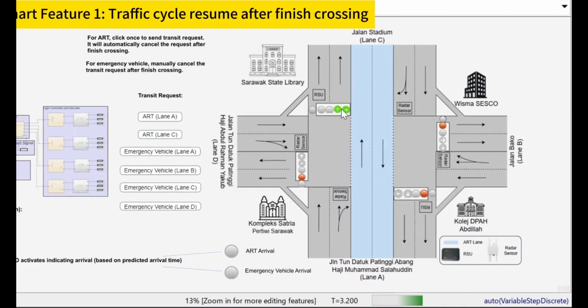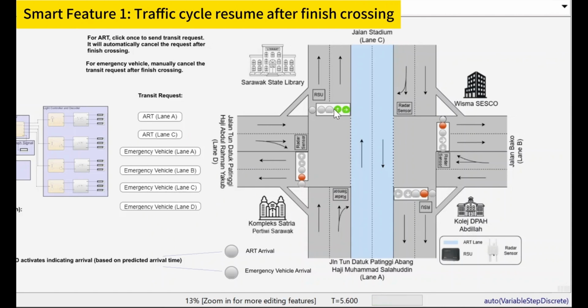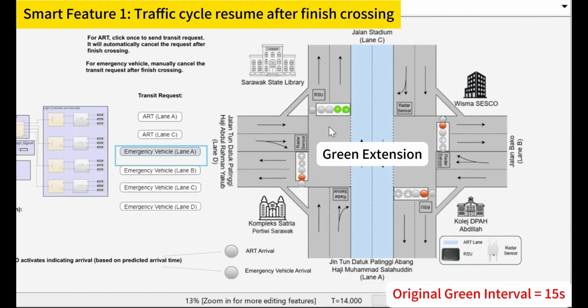Now the current phase is lane A green. If suddenly an emergency vehicle request is received, then you shall expect the current time to be extended, and let's wait for a while.